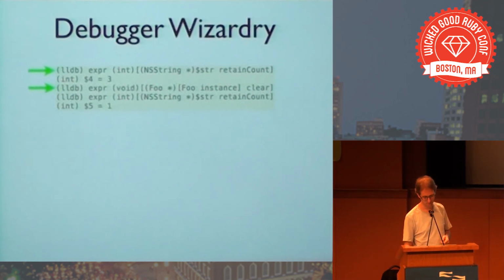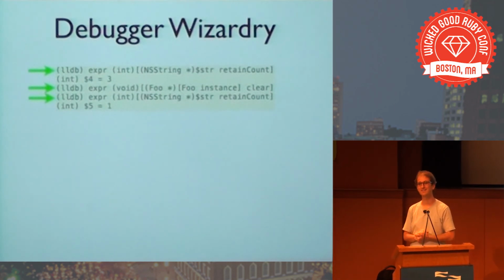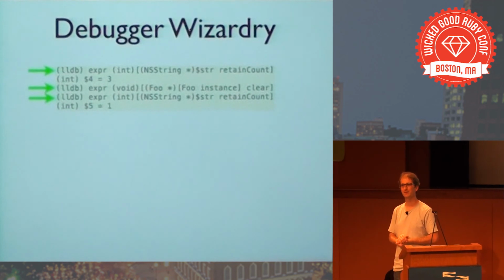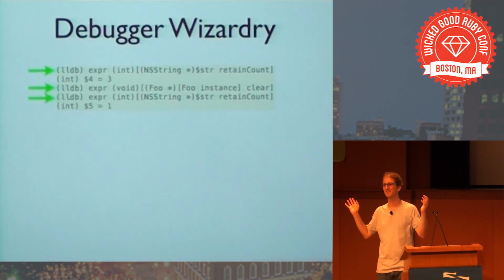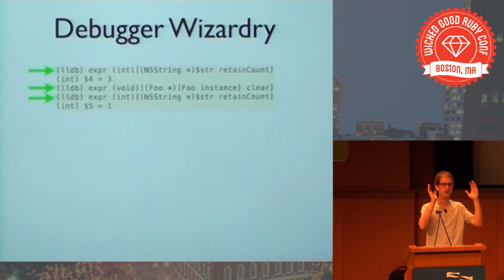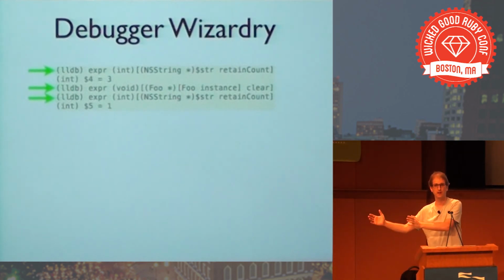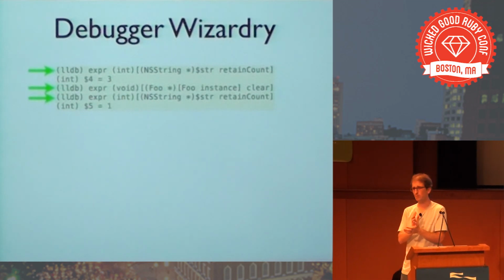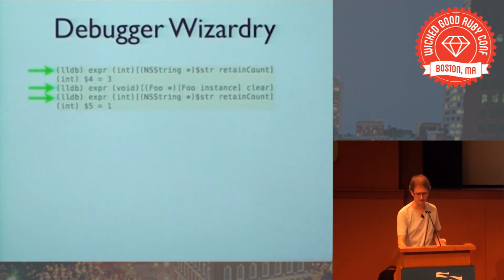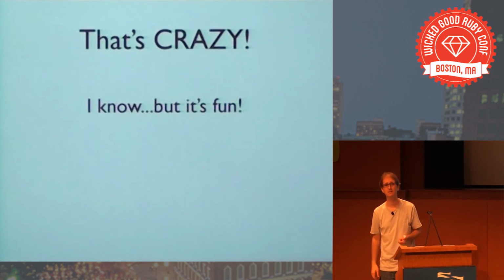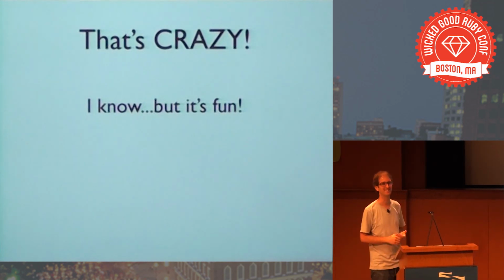And then we ask for the retain count again. You see, again, it's decremented by exactly 2. The exact same thing happens, right? So here we have the RubyMotion REPL on one hand, LLDB on the other hand. You can do the same thing in both. Now, you might say, why would I ever want to use LLDB, right? This is crazy. Yeah, I know, but it's fun, right?